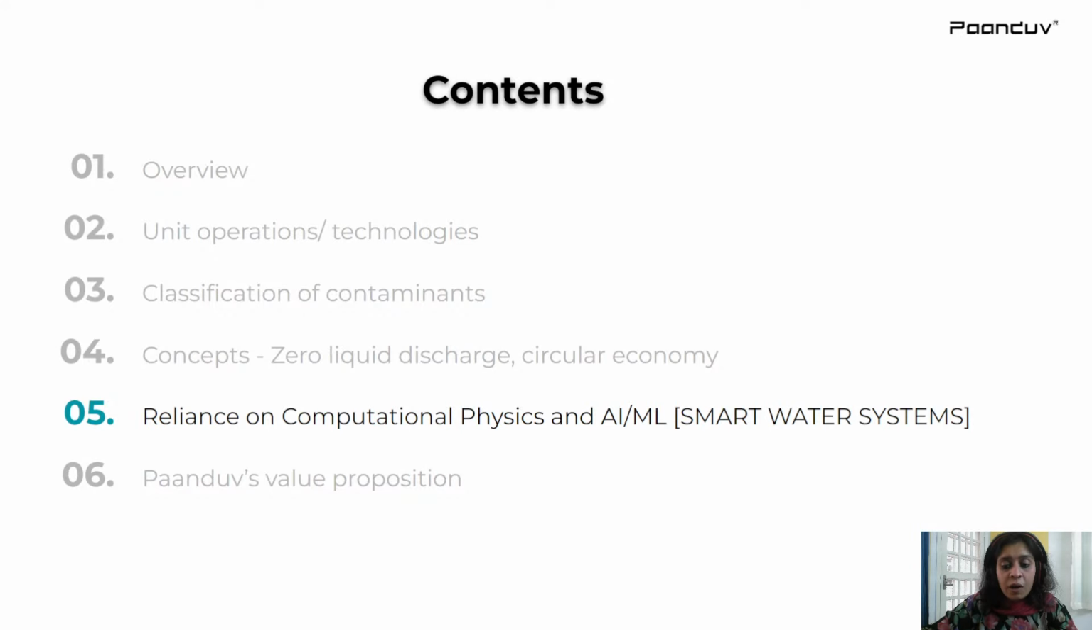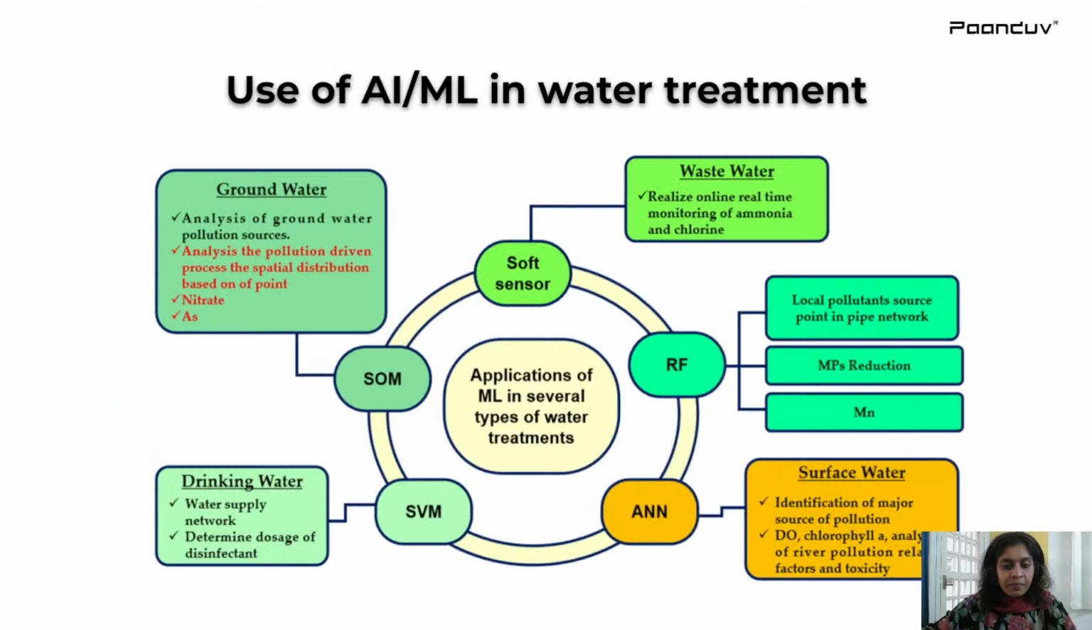And I have a very good example to showcase how smart systems, how computation modeling can be of good use to make it a digital transformation in water industry. Through AI/ML, there are certain algorithms, for example, random forest, artificial neural network methodology, through which different applications can be fulfilled.